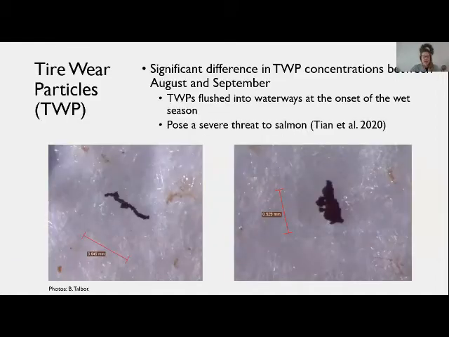But perhaps one of the most interesting parts of the study for me was observing tire wear particles. And I did see a significant difference in tire wear particle concentrations between the August and the September sampling sessions, with significantly more seen in the September session. So this might indicate that tire wear particles are being flushed into waterways at the onset of the wet season. And there is increasing research on their toxicity to fish, particularly salmon. So the influx of tire wear particles to freshwater environments is a real concern.